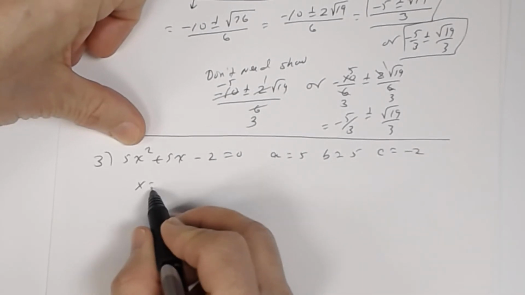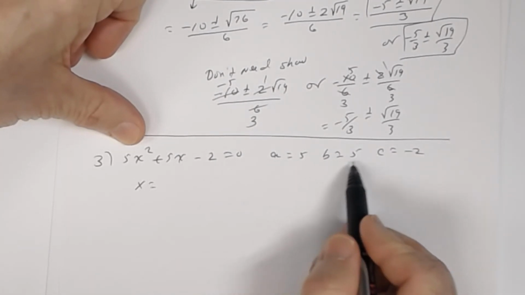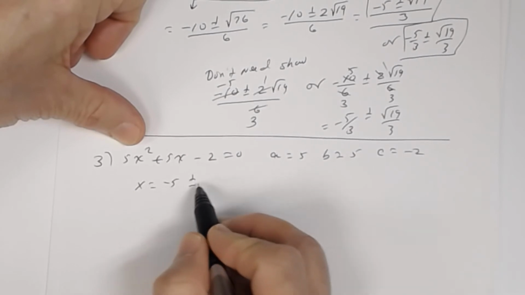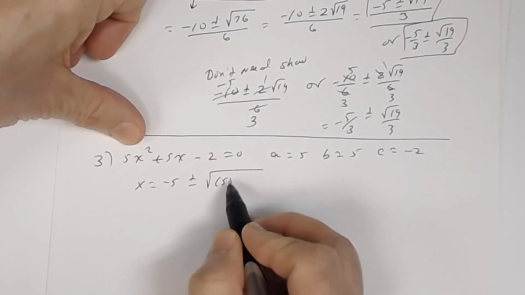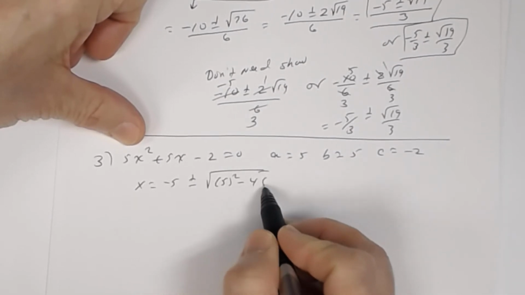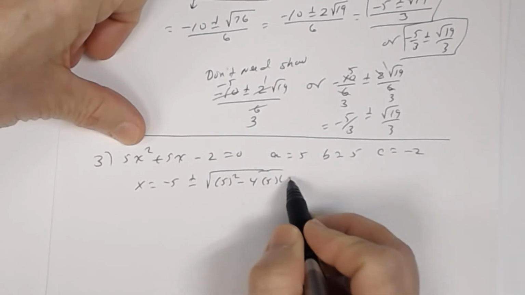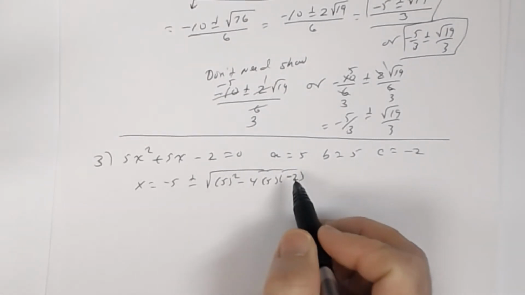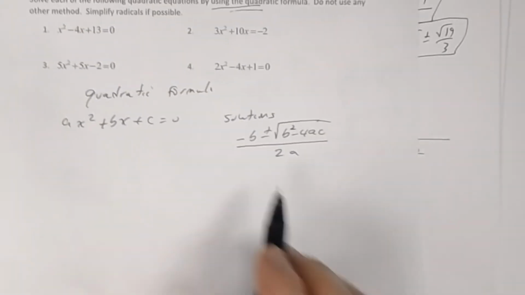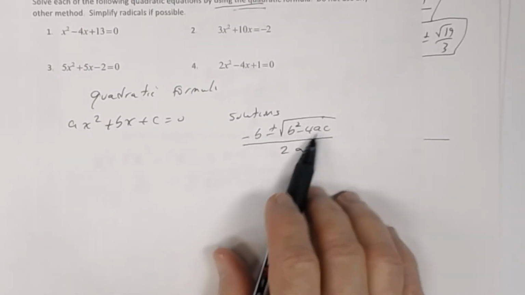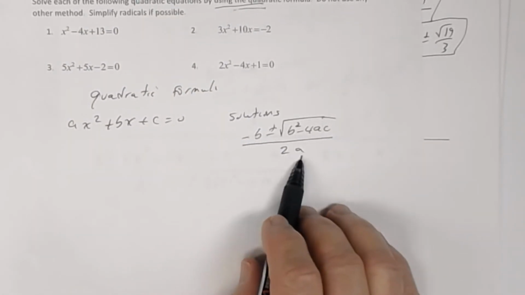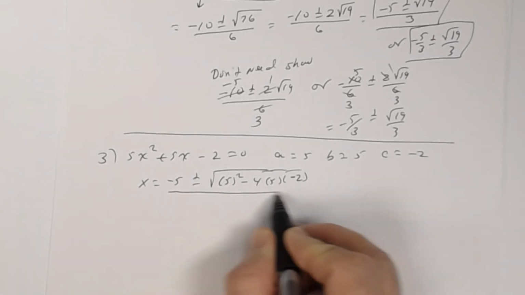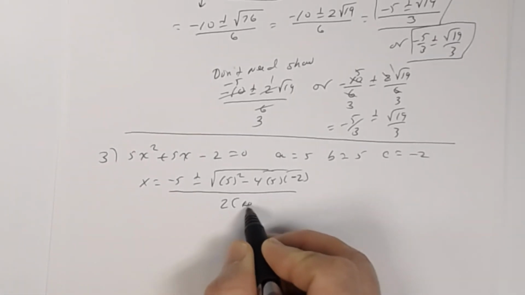And so I get x equal the opposite of b, so the opposite of 5 is a negative 5, plus or minus the square root of b squared, 5 squared, minus 4 times a, which is 5, times c, which is negative 2. All I'm doing is plugging the values back into this formula, all divided by 2a. So all of this is divided by 2 times 5.